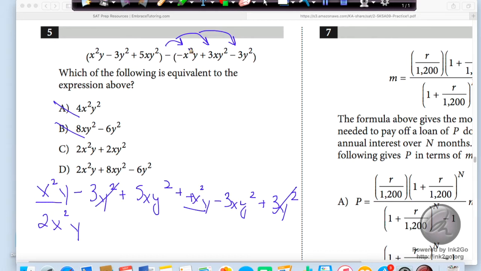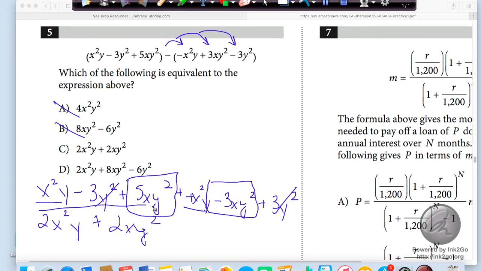Now, if you got the distribution wrong, then this would be a negative, and therefore you would choose D, and that would be wrong. But instead, you want to choose C, because even if we kept going with the rest of the problem, you would see the 5xy squared minus the 3xy squared is actually going to end up giving you the 2xy squared. So altogether, this is your answer choice, and C is your answer.